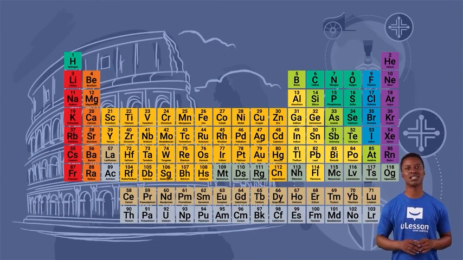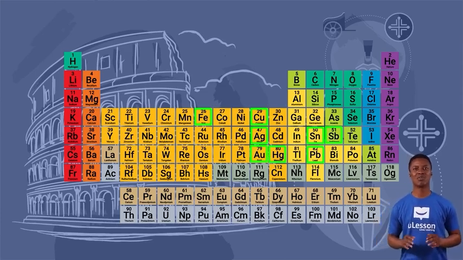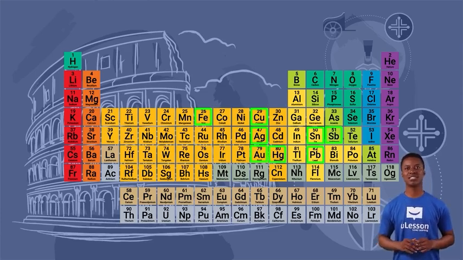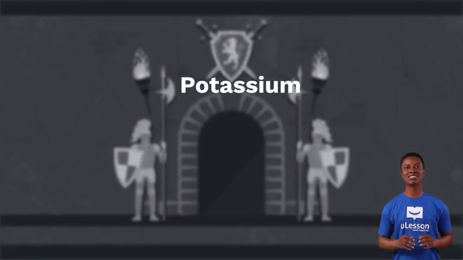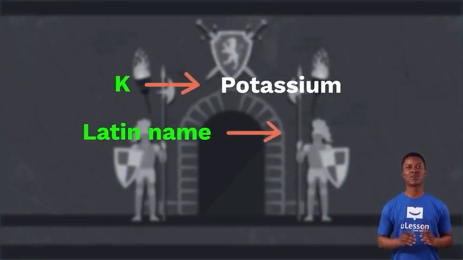Eight of these elements are gold, silver, copper, iron, tin, lead, antimony, and mercury. All were among the elements recognized by the ancient Greeks and Romans, and the abbreviations for these elements are based on a Latin or Greek term for the elements. Now, potassium was identified during the Middle Ages, and its symbol K is for kalium, a medieval Latin term for potash.